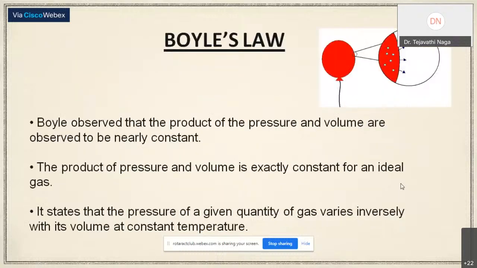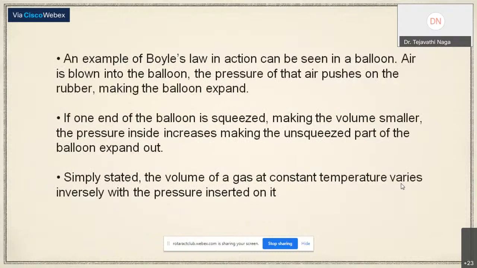Coming to Boyle's law, what is Boyle's law? Boyle observed that the product of the pressure and volume is nearly constant. The product of pressure and volume is exactly constant for an ideal gas. It states that the pressure of a given quantity of gas varies inversely with its volume at constant temperature. An example of Boyle's law in action can be seen in a balloon. Air is blown into the balloon. The pressure of that air pushes on the rubber, making the balloon expand. If one end of the balloon is squeezed, making the volume smaller, the pressure inside increases, making the unsqueezed part of the balloon expand out.